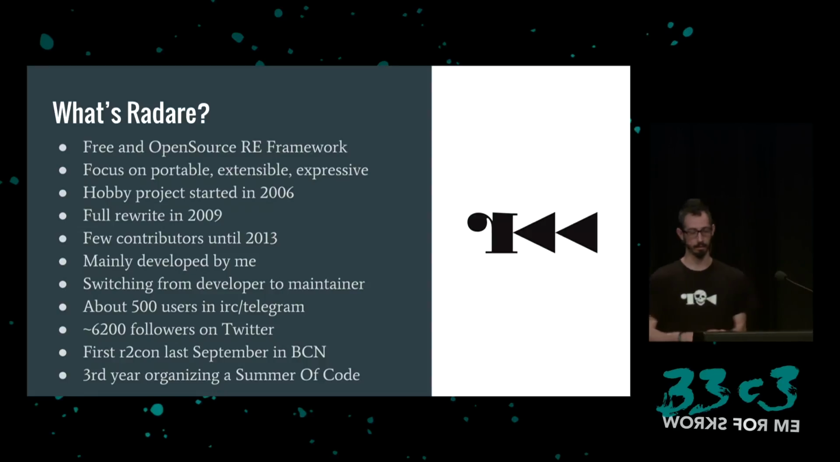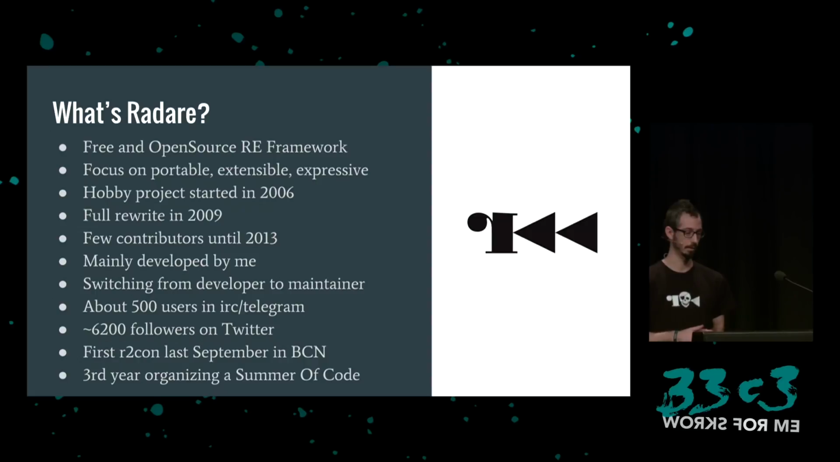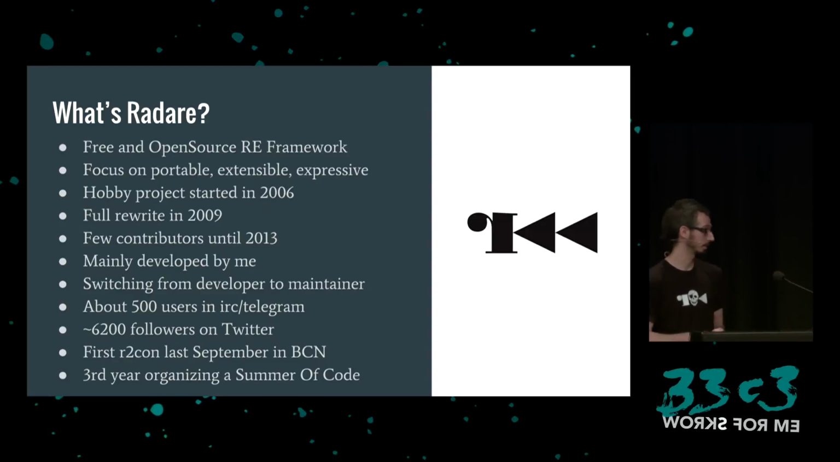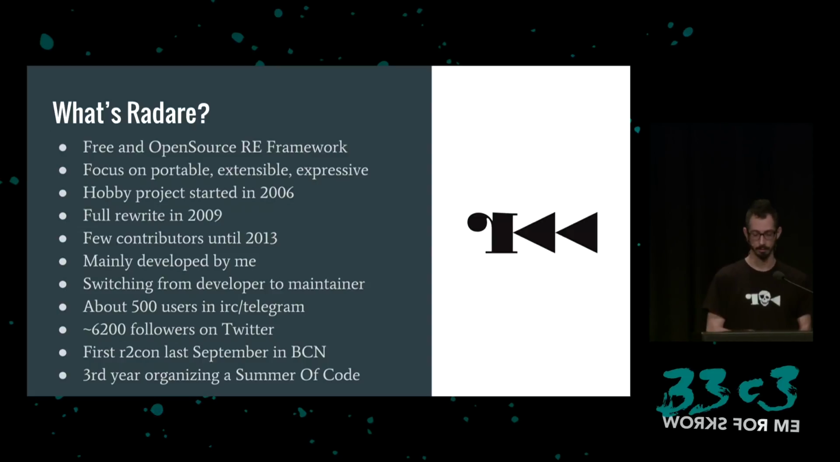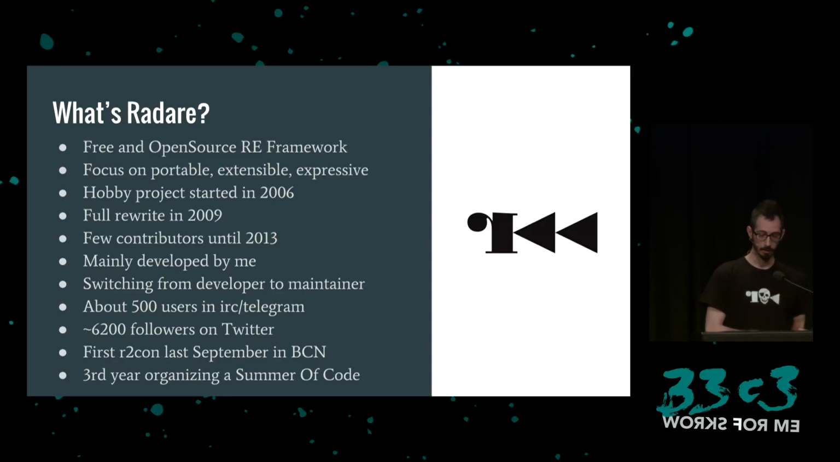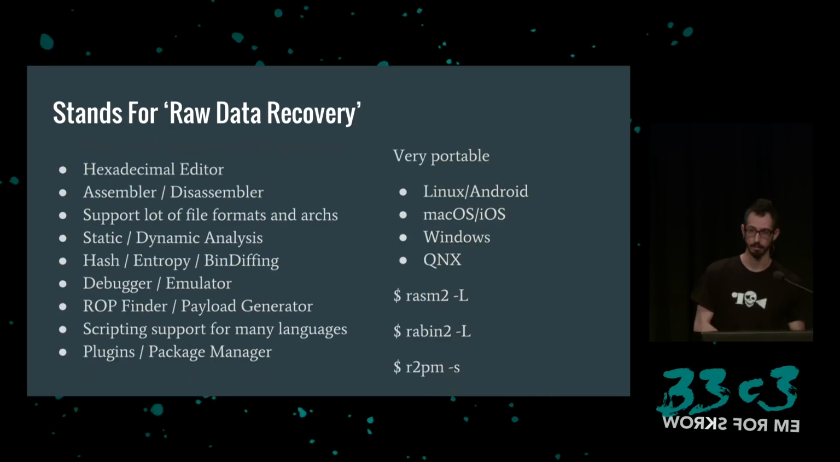There were really few contributors until 3 years ago. Now there are a lot of users and many contributors. Every day I have like 3-5 pull requests to review and merge. There are like 500 users on Telegram and IRC, and more than 5,000 users following on Twitter. This year I organized the first Congress about the tool in Barcelona, and this is the third year that we are organizing the Assembler of Code competition. So the project is really active, and there are so many people behind it.